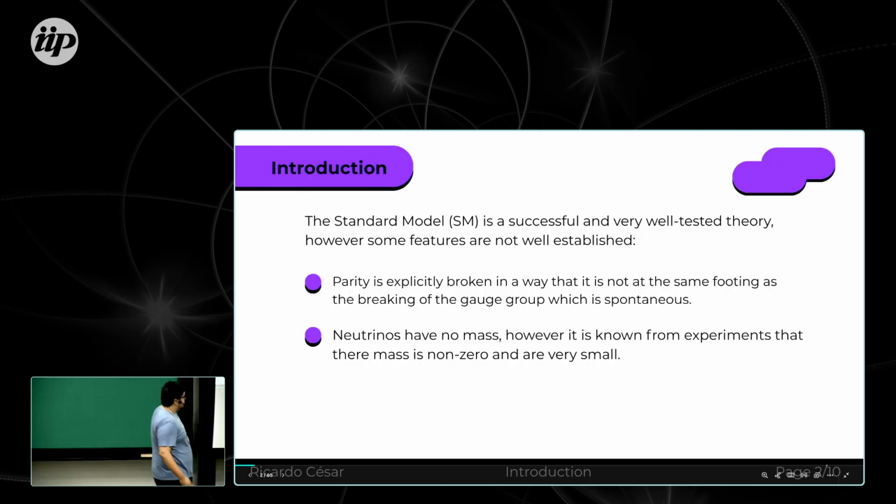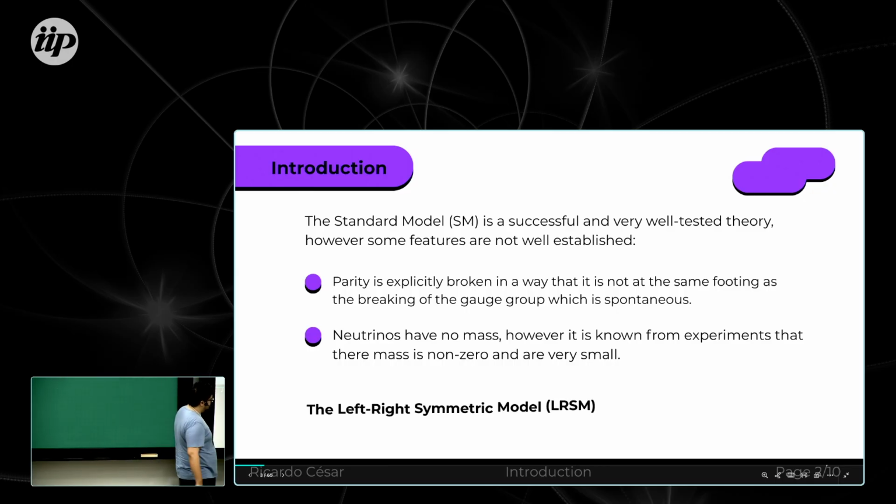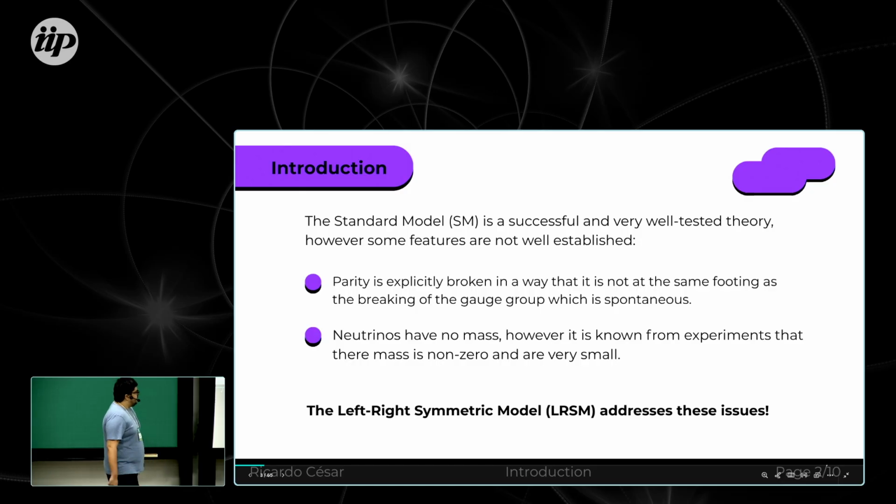So one of them is parity, which in the standard model is explicitly broken, which is different from the gauge group of the standard model, which is spontaneously broken. So they are not on the same footing. And one problem is that in the standard model, the neutrinos don't have mass. So we know from experiments, from neutrino oscillations, that the neutrinos have mass, and these masses are small. Okay, so those issues can be addressed by the left-right symmetric model, which is the model that we are working on in this presentation.